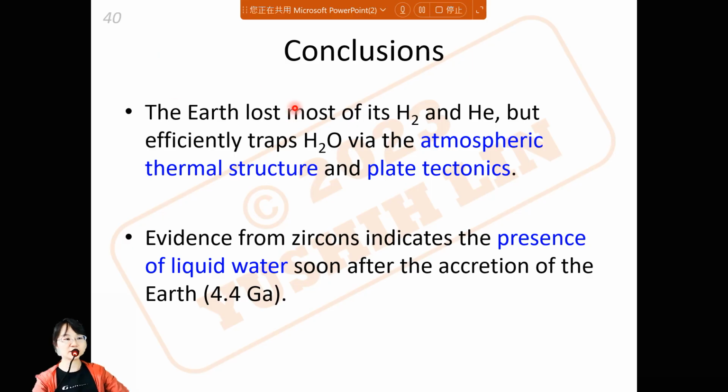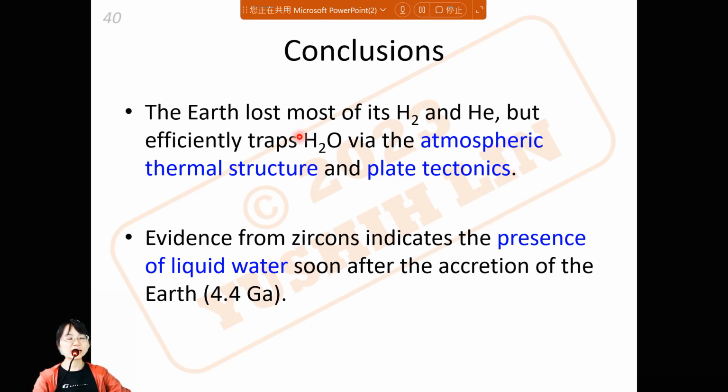The Earth lost most of its hydrogen and helium. That's what we already said. But it efficiently traps water by the atmospheric thermal structure and plate tectonics. You know that beneath our feet in the solid Earth, there is another ocean. So this tells us where the water is and why the Earth is efficient at keeping water, liquid water.